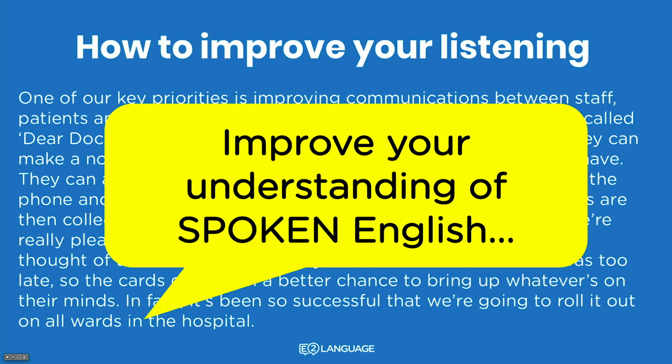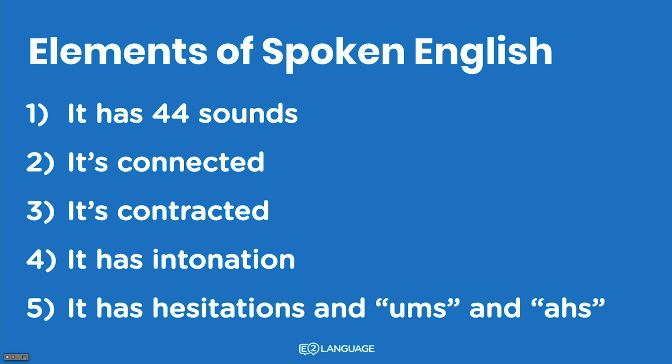The key to improving your listening skill is actually by improving your understanding of how English is spoken, right? Because it's how that person speaks that influences how you listen. So let's think about some of the features of spoken English. In spoken English, there are 44 sounds, p, b, k, n, d, s, for example. These are the phonemes. The words, however, are connected.